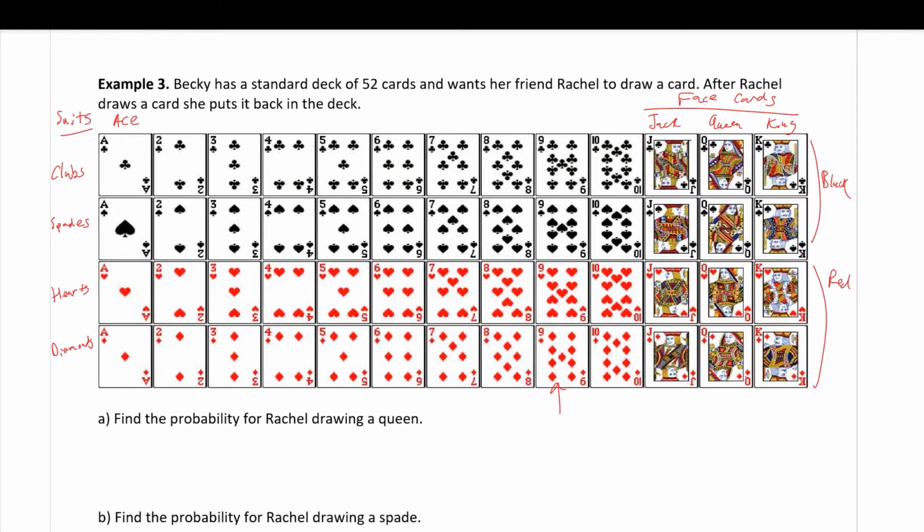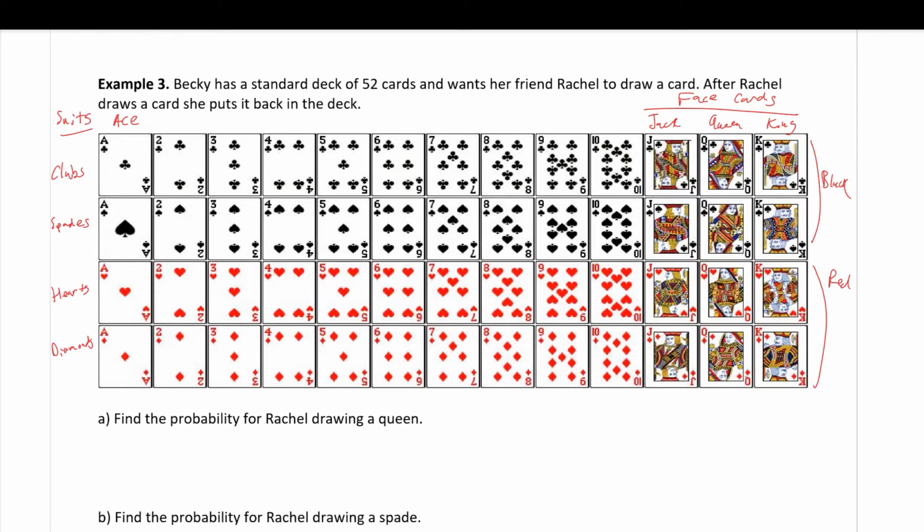Its suit is diamonds. It's 9. It's also a red card. It can also be an odd number. You know, it can have a lot of different characteristics. Multiple of 3. Okay, so let's go ahead and answer the following questions.